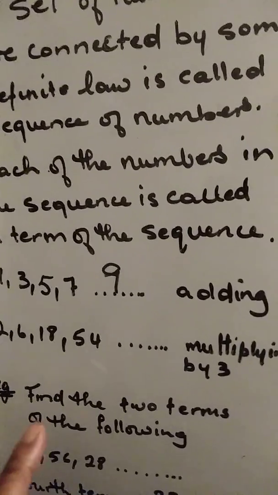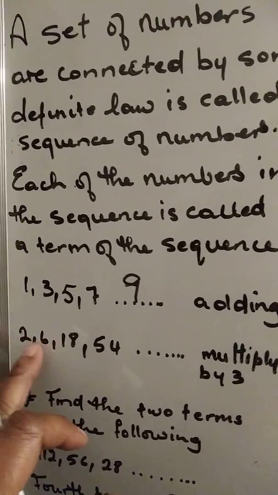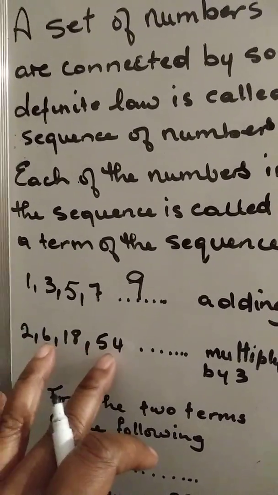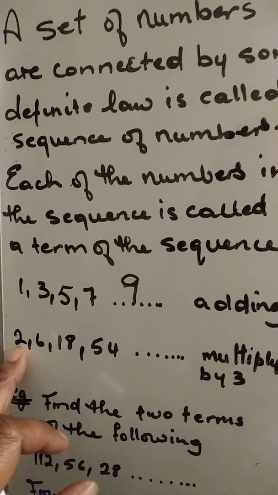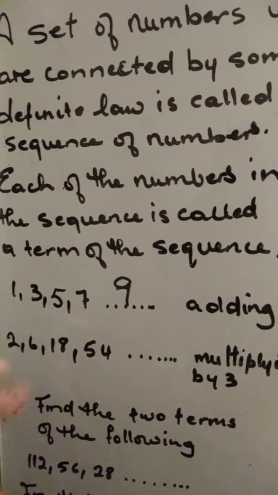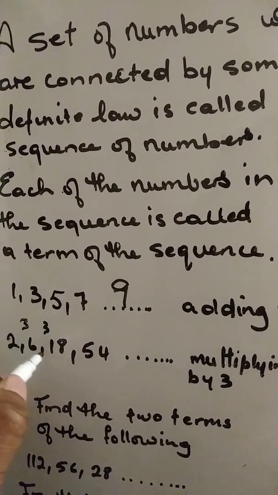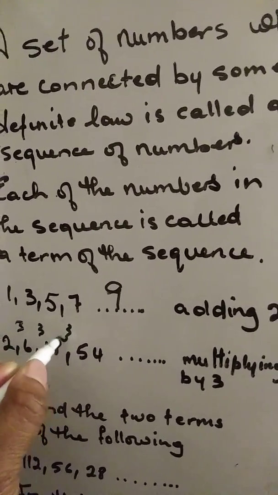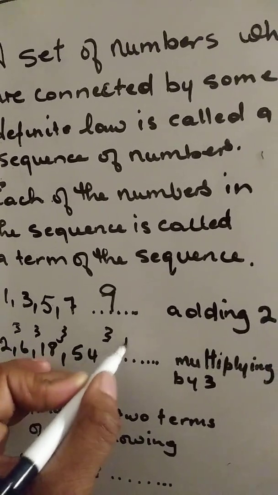The second sequence is 2, 6, 18, and 54. If you multiply 2 times 3, you get 6, 6 times 3 you get 18, 18 times 3 gets 54, and 54 times 3 gets 162.